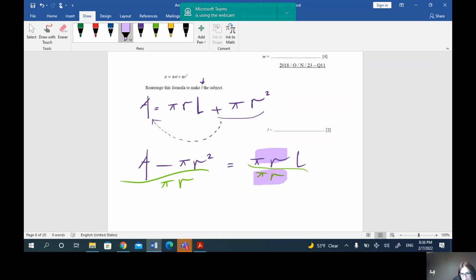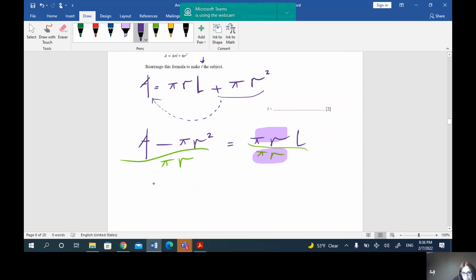This is cancelled with this. Accordingly, L is equal to A minus pi r squared over pi r.